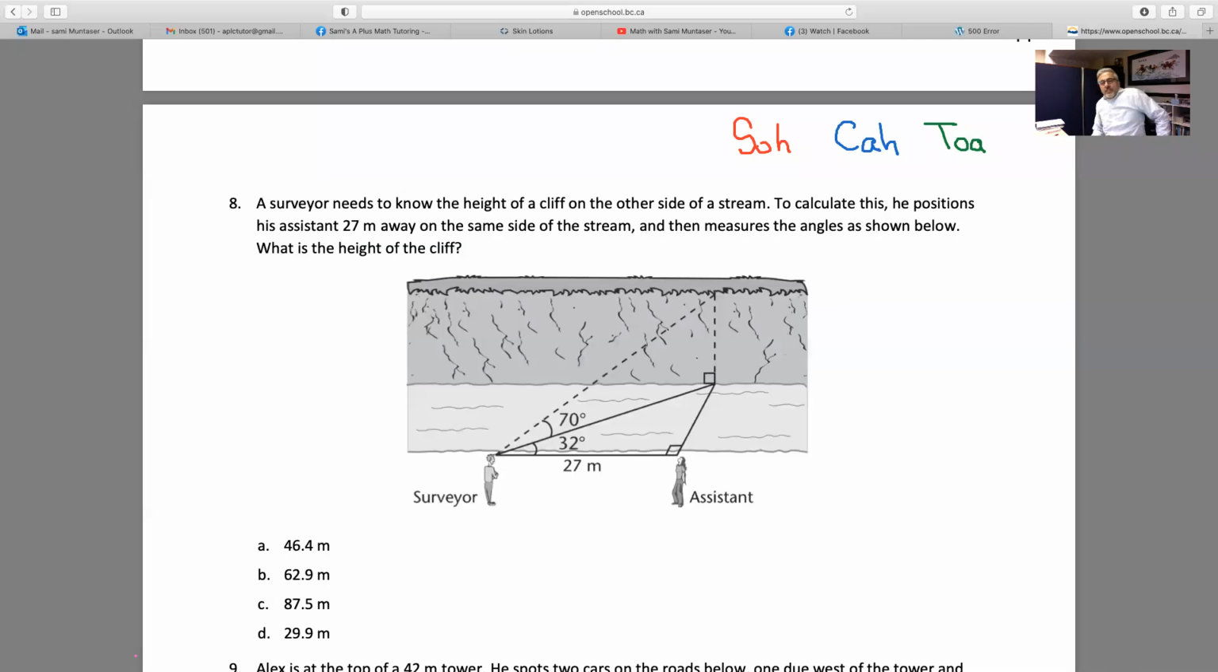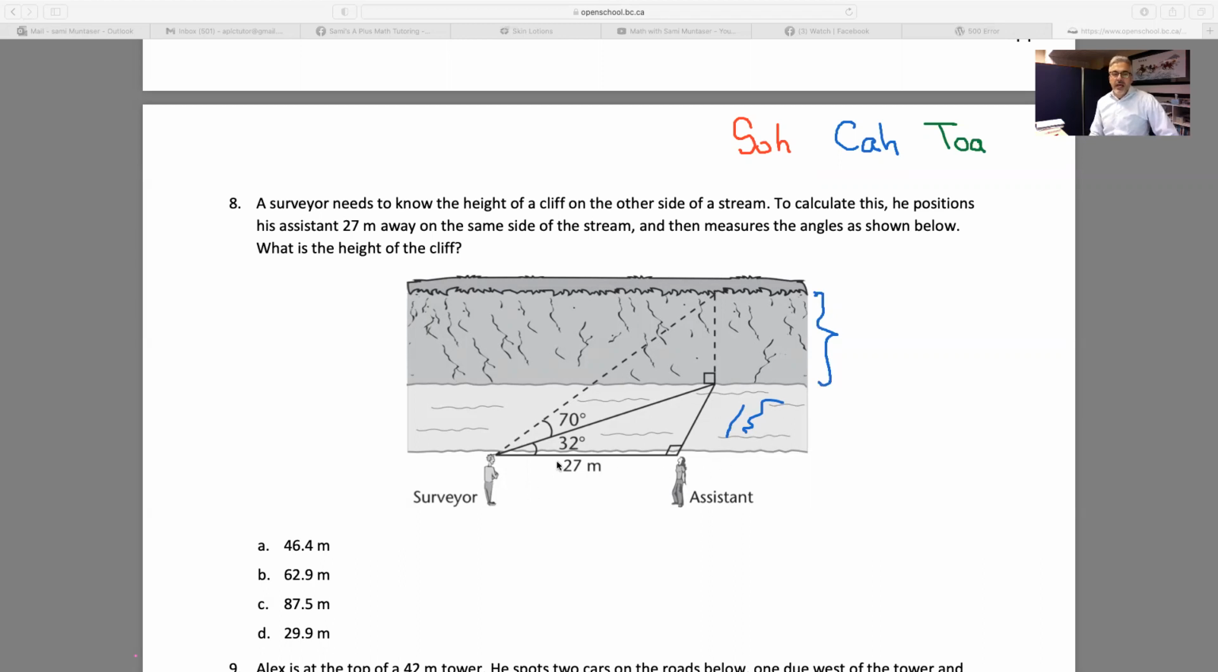So here's another question, and this question basically, if you read it, a surveyor needs to know the height of a cliff on the other side of a stream. So this is the stream right here, and this is the cliff right there. So he wants to know what's the height of this cliff right there.